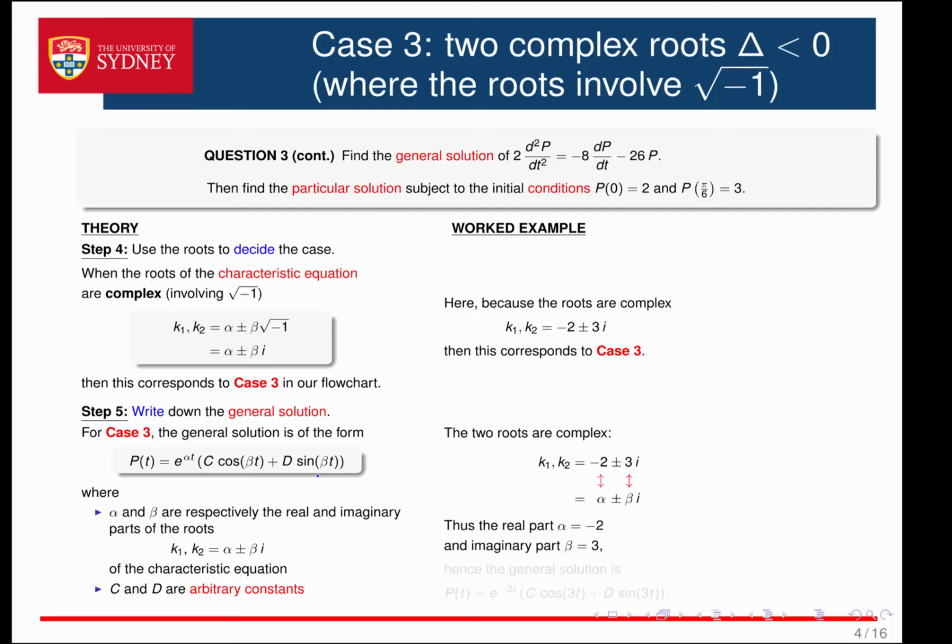For our example, the roots are complex with real part negative 2 and imaginary part plus or minus 3. So alpha is equal to negative 2 and beta is equal to 3. Substituting these values of alpha and beta into the solution for case 3, we get p of t is equal to e to the negative 2t times c times cos of 3t plus d times sine of 3t.